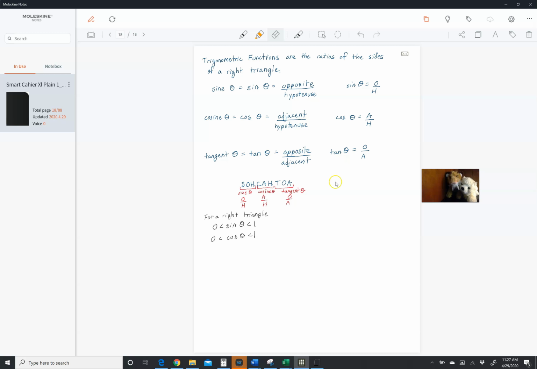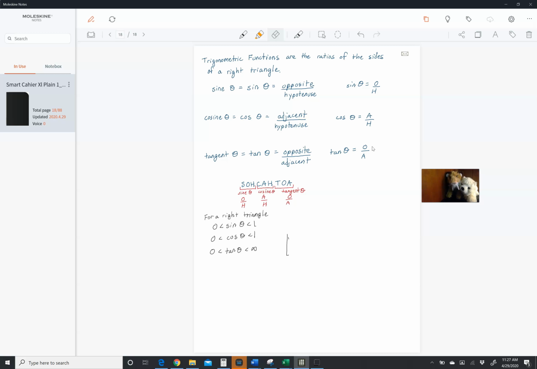Tangent could be infinite. Tangent could be a very, very large number, or it could be a very, very small number. That's because there's no relationship between O and A. O could be very, very small, and A could be very, very large. You could have a triangle. So this could go up to infinity because we could have a very large number or a very small number.